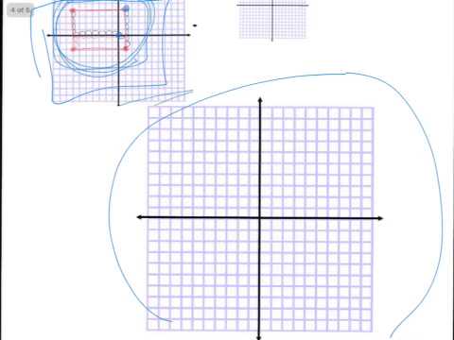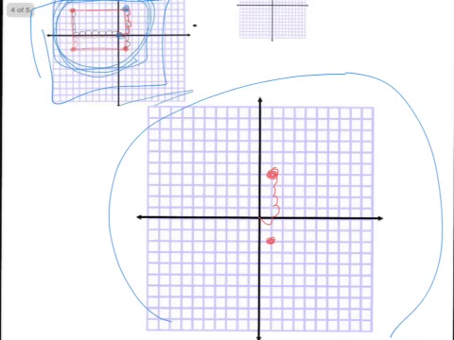So all you got to do is count from the origin. We got 1 to the right and 1, 2, 3, 4 up. So we got a point right here. And you continue in that manner, copying the points where they belong.